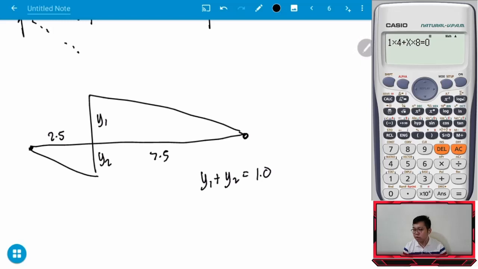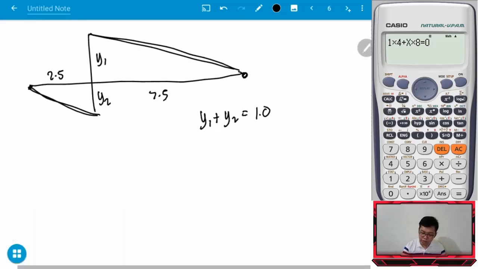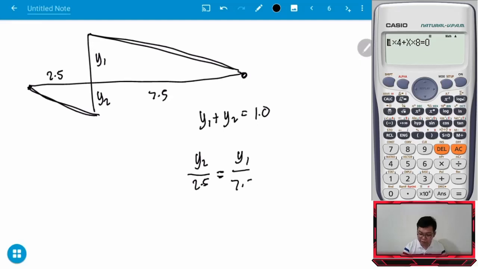Now, saan tayo hahanap ng secondary equation? Yung pangalawang equation natin. Itong triangles na to are actually similar triangles. With that information, you can just use ratio and proportion to have your second equation. Y2 over 2.5 is equal to Y1 over 7.5. Equation 2. Equation 1, matik na.